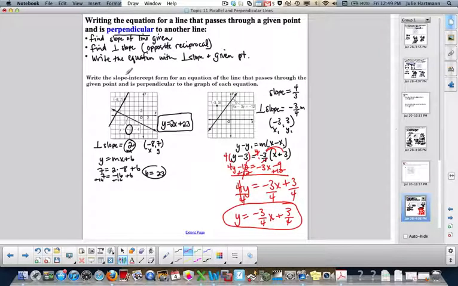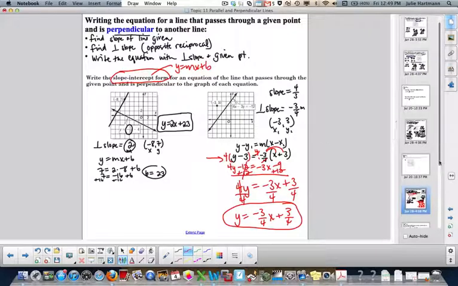Now again, I write it in slope-intercept form because that's what it said. If it just said write the equation for the line, this form would have been perfectly fine. Okay, so make sure you read the directions and find out which form you have to put it in. All right, and remembering slope-intercept is y equals mx plus b. Okay, so I believe that's it.